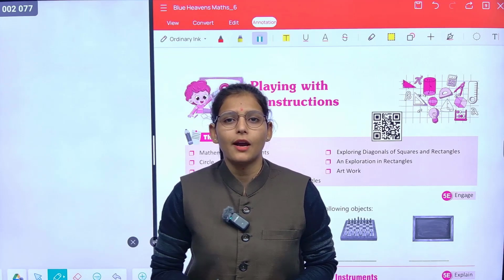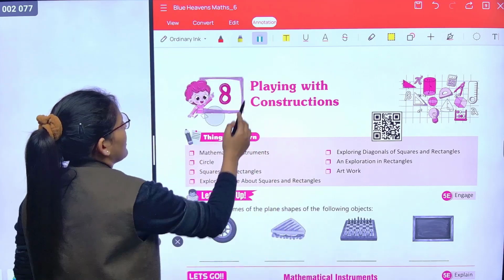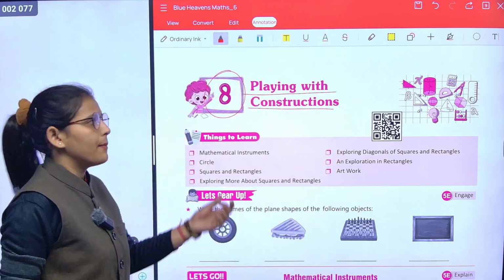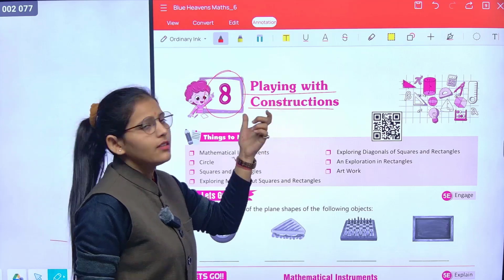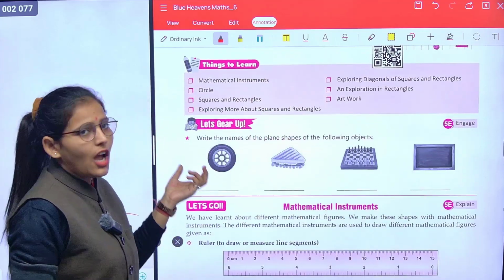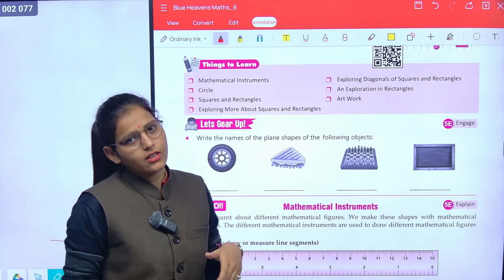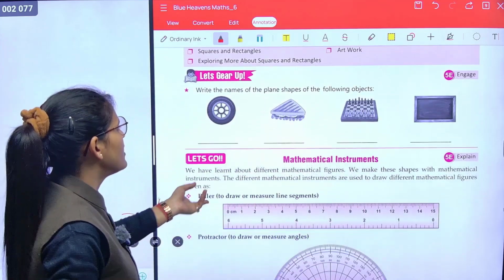Students, today we will start chapter number 8, that is Playing with Constructions. Now class, in this chapter we are going to study about mathematical figures and their construction. Okay, now let's start the chapter.